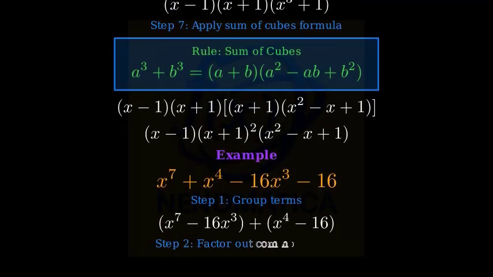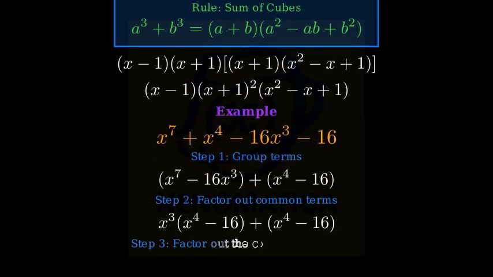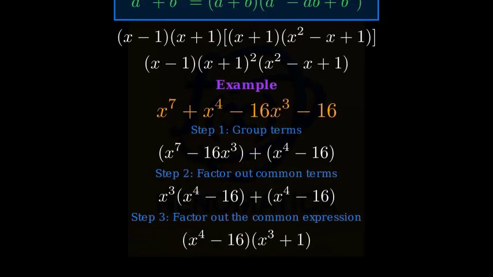Now, let's factor out common terms from each group. From the first group, we can factor out x cubed, giving us x cubed times the quantity x to the power of 4 minus 16. The second group can be written as x to the power of 4 minus 16. Now we can factor out the common factor x to the power of 4 minus 16 from the entire expression. This gives us the quantity x to the power of 4 minus 16 times the quantity x cubed plus 1.